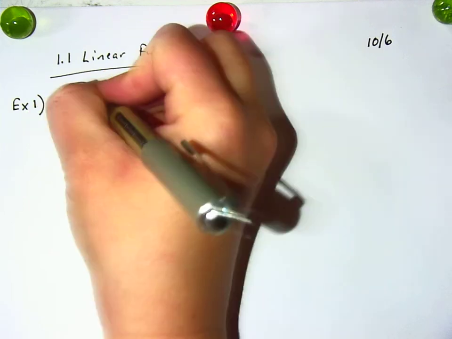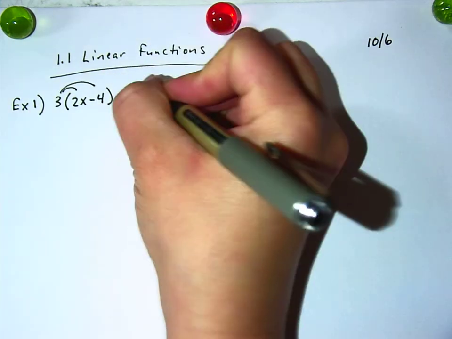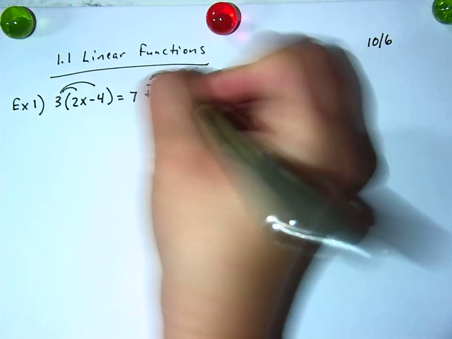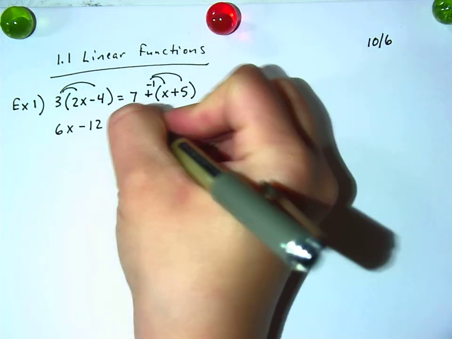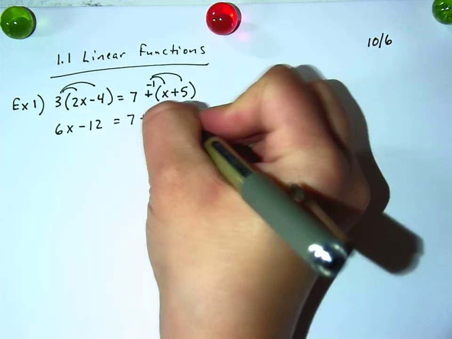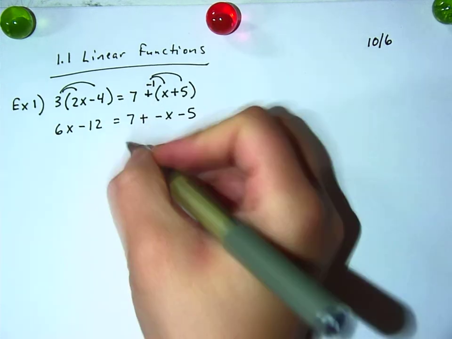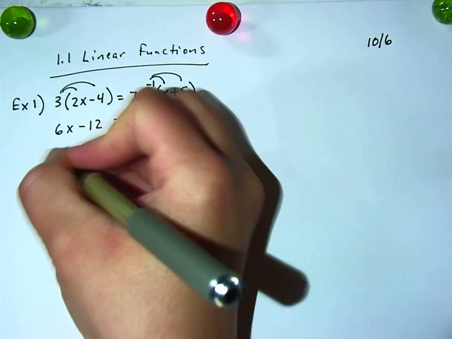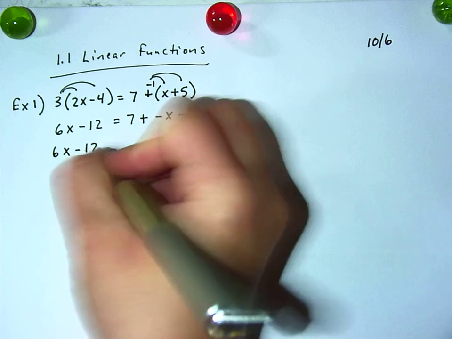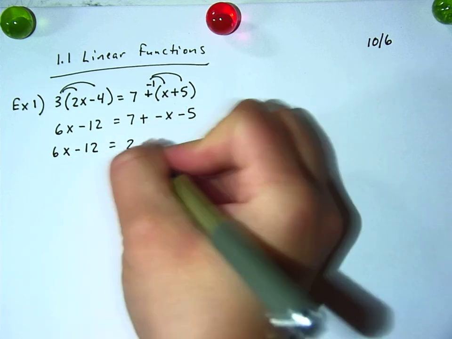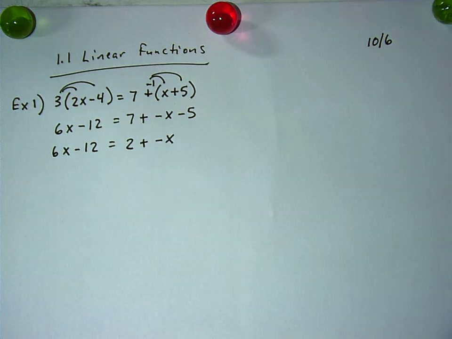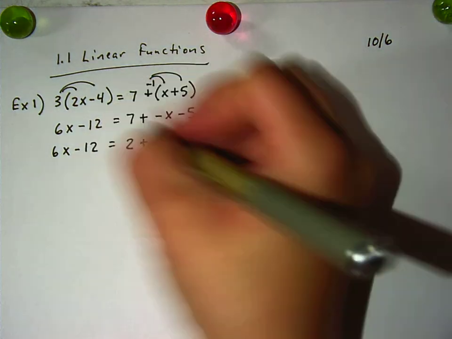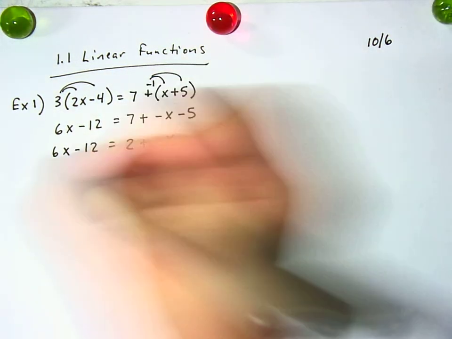Okay, I'm going to try it. It's like I'm distributing a -1 here. So this is 6x minus 12 equals 7 plus a -x minus 5. I'm going to put this stuff together on this side. And then I'm going to try to get the x's on the same side and the numbers on the other. It really doesn't matter which side you decide to put the x's on.